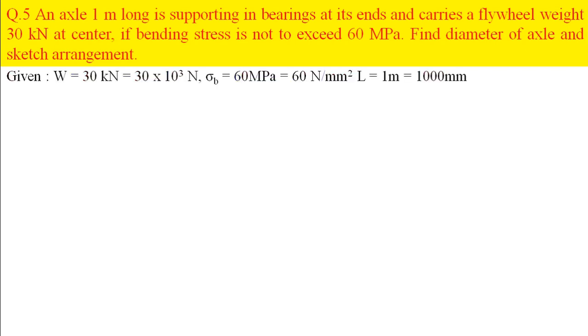In the problem, weight of flywheel is given, which is 30 kN. We have to convert it into Newton, 30 into 10 raised to 3 Newton. And also given the bending stress, sigma b is equal to 60 MPa, means 60 Newton per mm square. We have to find out diameter of axle, which is small d equal to what.